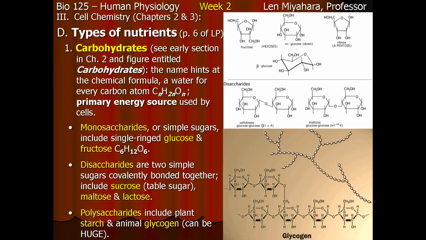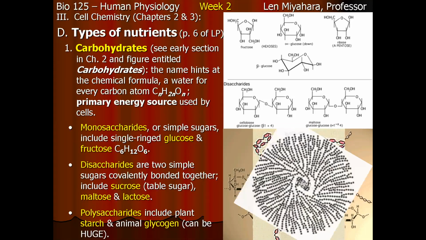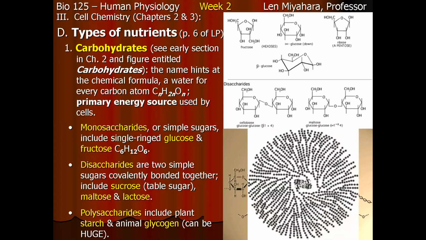Look at that picture on the bottom. It's a huge branch chain. Each one of these little white things is a hexagon. Each one of those guys is a hexagon. You see how huge that thing can get? And that's both for glycogen that we make and starch that plants make.